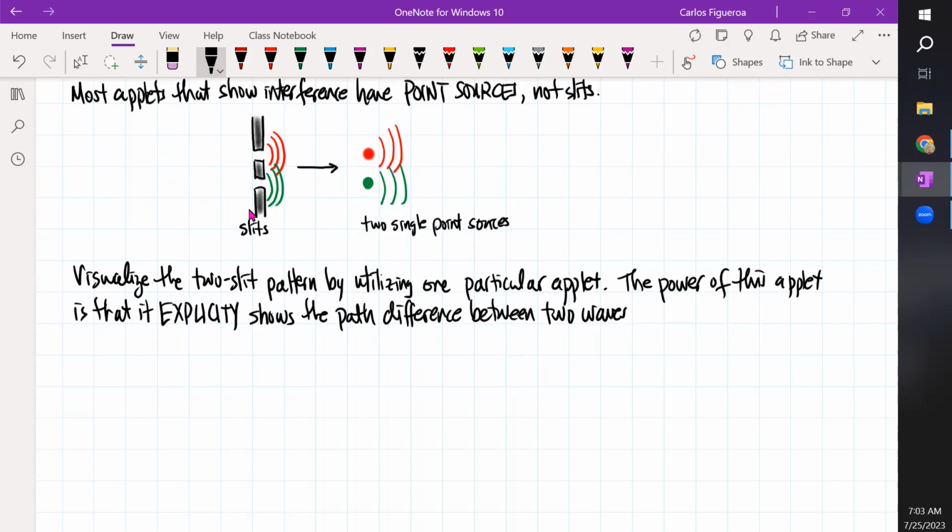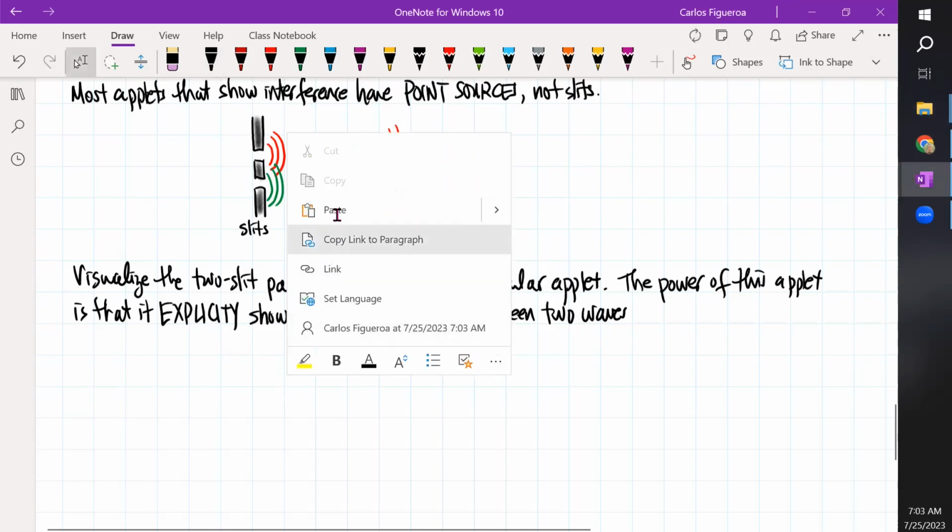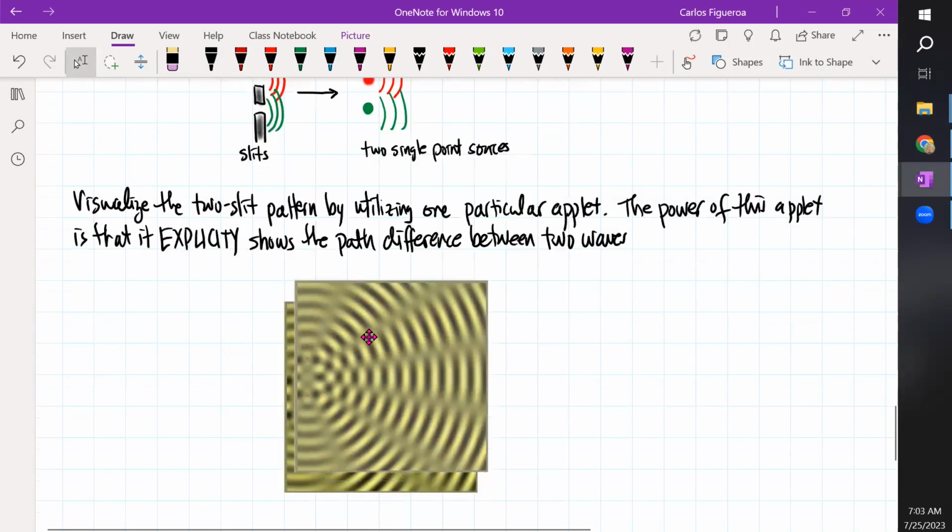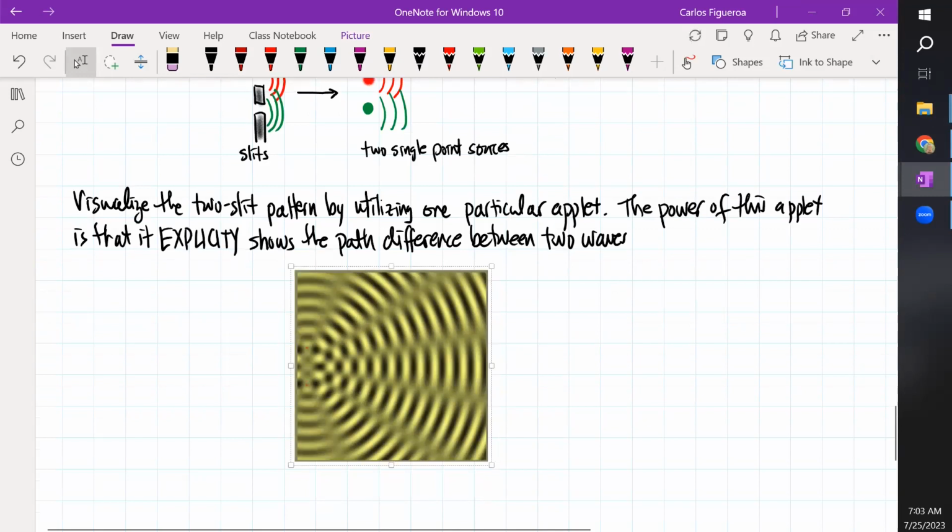Nobody does a better job than this. So here's what we're going to see. When I look at the organization of the applet, it's going to look something like this. Here's how the applet is going to look.